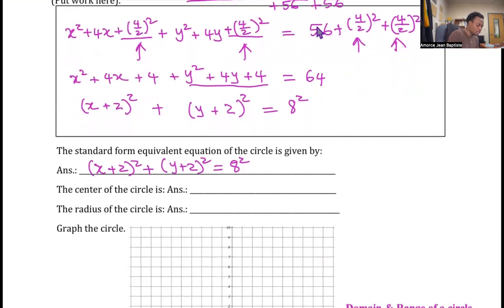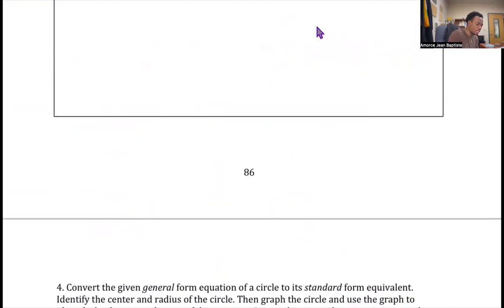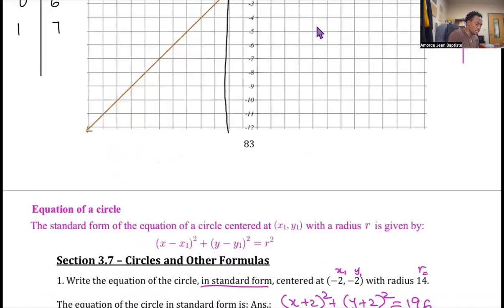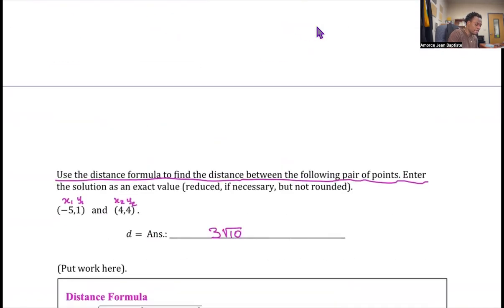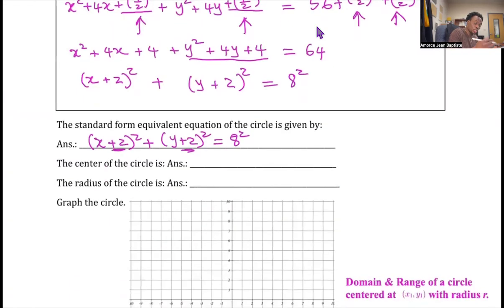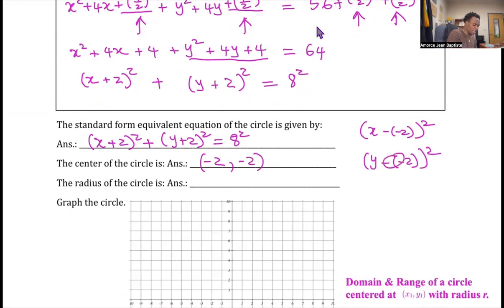So the center would be this one and this one. But in the formula, if you remember, there was a negative sign, right? Now, if you see a plus, it means that you had two negative signs. It means it was x minus negative 2 squared. So the x coordinate of the center is negative 2, because we want to preserve the negative sign in the formula. And then the y was y minus negative 2 squared. So that's negative 2 here. Obviously, that's a plus, which is why you have a plus here. But whenever you have a plus, you need to think about switching the sign to find the center of the circle.